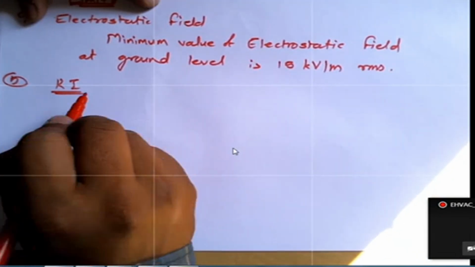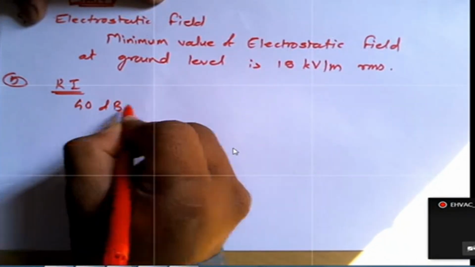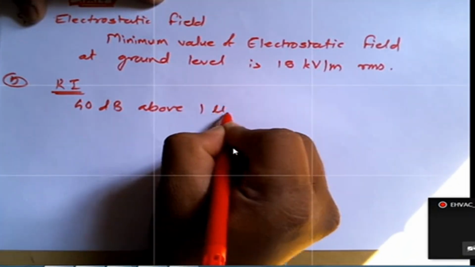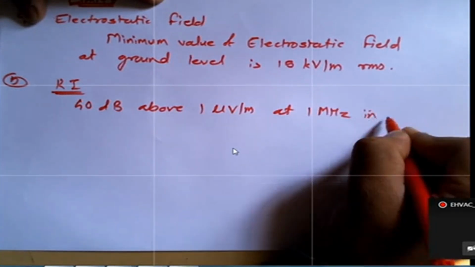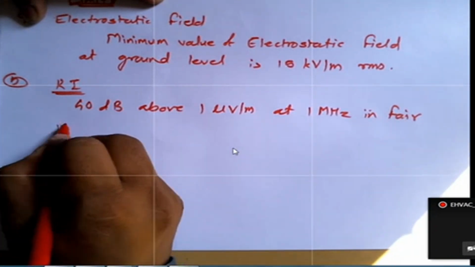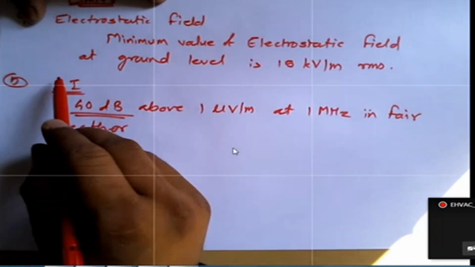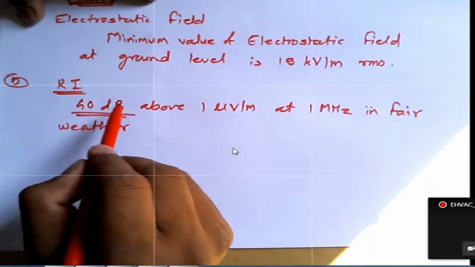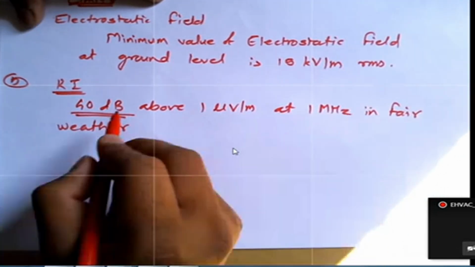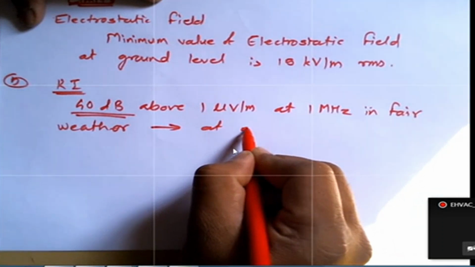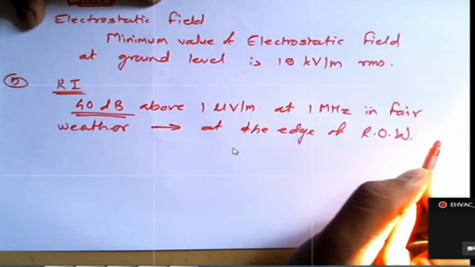Second point, radio interference. That is 40 dB above 1 microvolt per meter at 1 megahertz frequency in fair weather condition. Radio interference should be up to 40 dB above 1 microvolt per meter at 1 megahertz frequency, and this is measured at the edge of the right of way. You know what the right of way is.